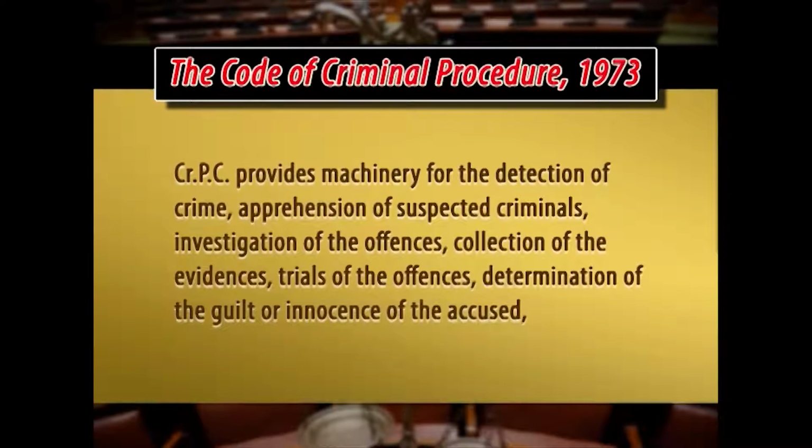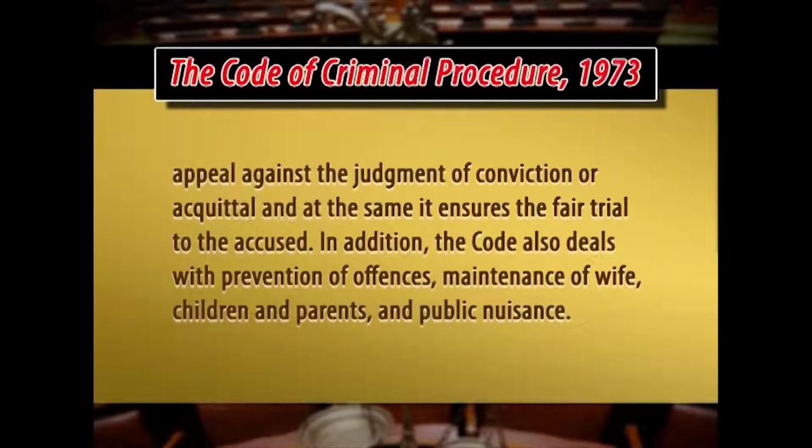CRPC provides machinery for the detection of crime, apprehension of suspected criminals, investigation of the offences, collection of the evidences, trials of the offences, determination of the guilt or innocence of the accused, appeal against the judgment of conviction or acquittal, and at the same time it ensures the fair trial to the accused. In addition to that, the code also deals with prevention of offences, maintenance to wife, children and parents, and public nuisance. After getting a brief introduction to the Code of Criminal Procedure 1973, let's move to the second important module, in which we are going to discuss about classification of offences.